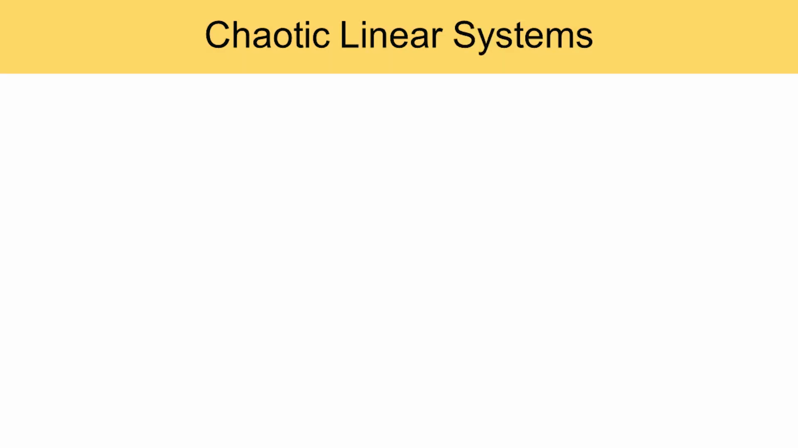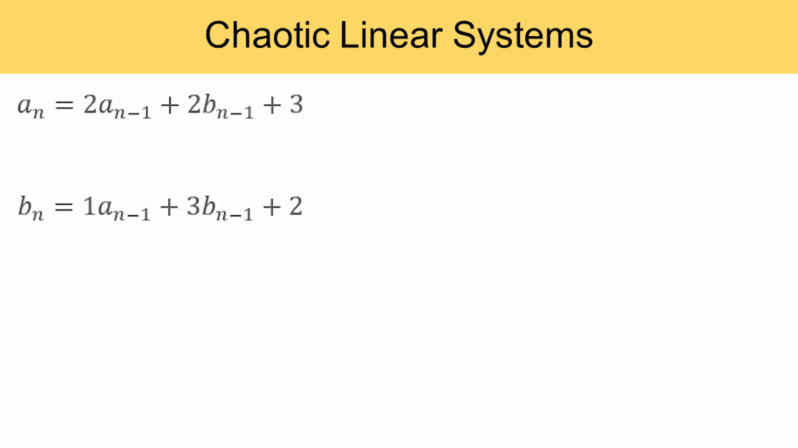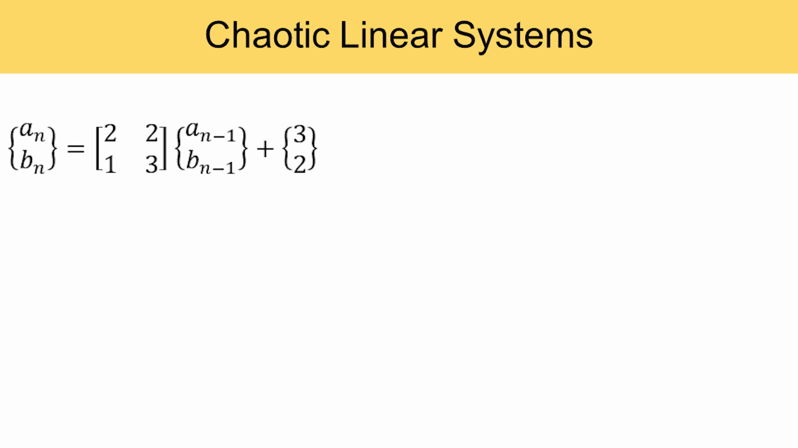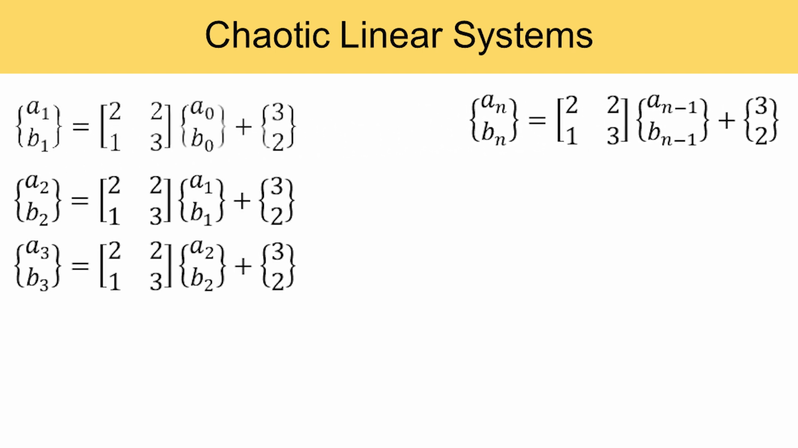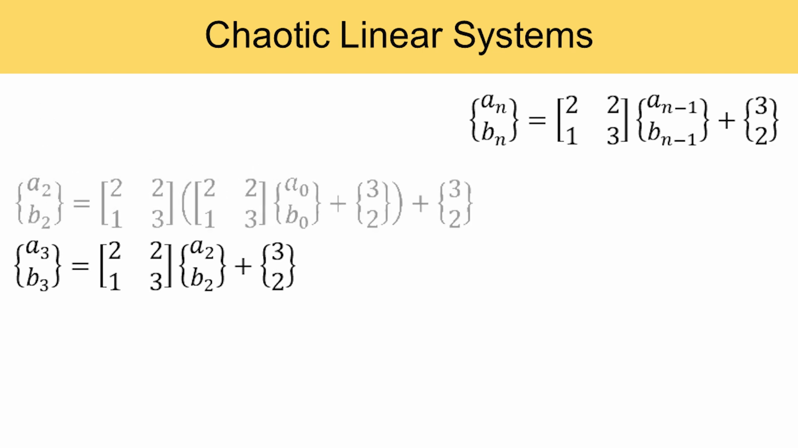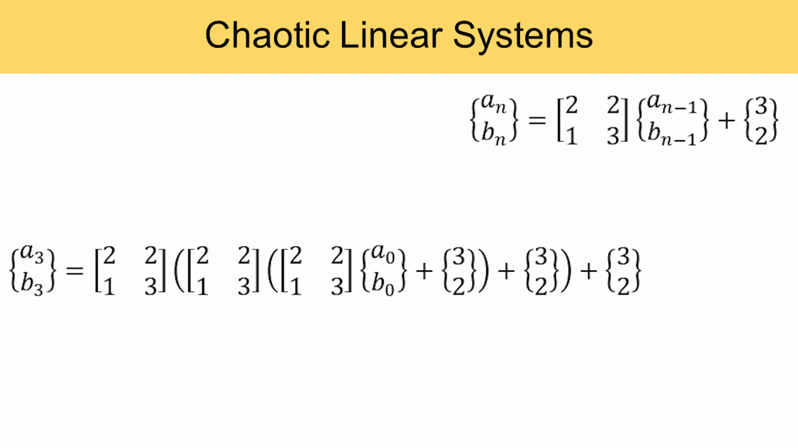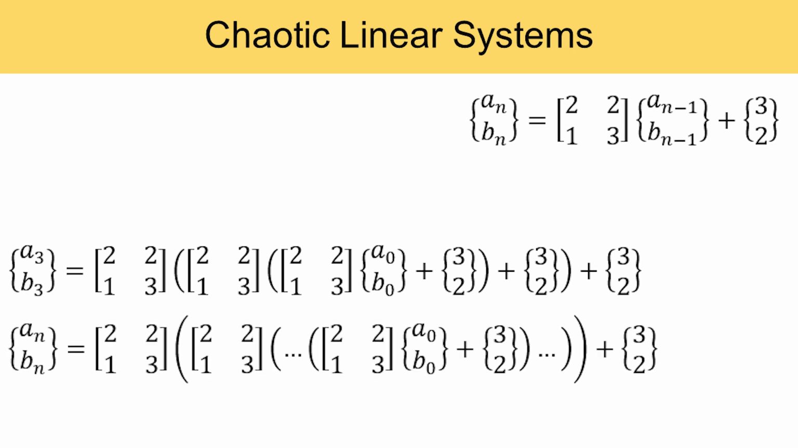Chaotic behaviors can also be displayed by systems of linear equations. Consider this system of linear equations. First, the system is converted into matrices and vectors. We can take the first few iterations of this system and substitute them into each other. This process works for any iteration of the equation, allowing us to create a general equation.